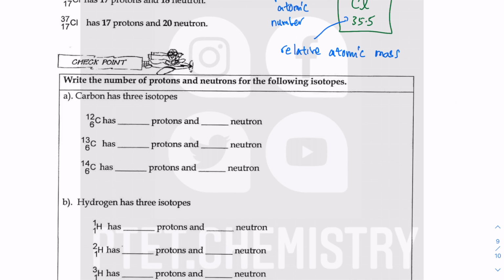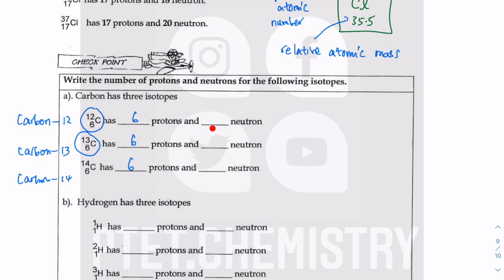Alright, let's go through a couple of these checkpoint questions. There are three different isotopes of carbon: carbon-12, carbon-13, and carbon-14. All of them are carbon, so I don't care about the proton number, because if you know the periodic table, you know carbon is unique. It has proton number 6, so all of them have 6 protons.